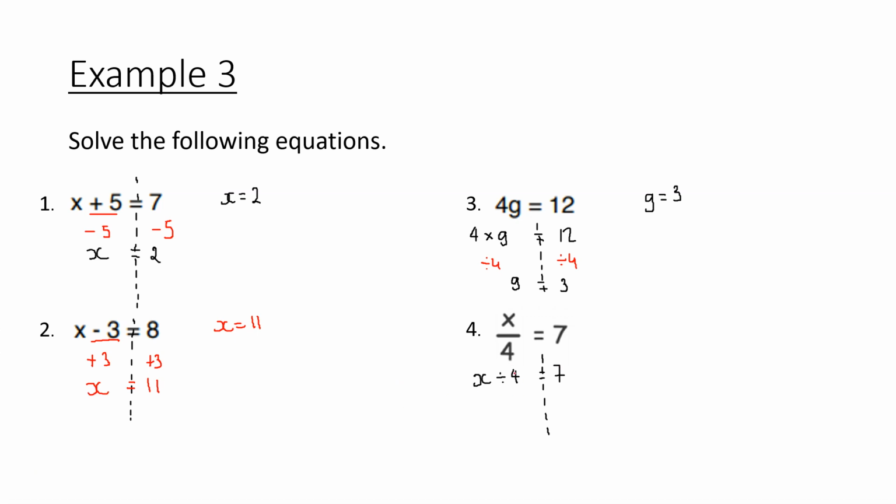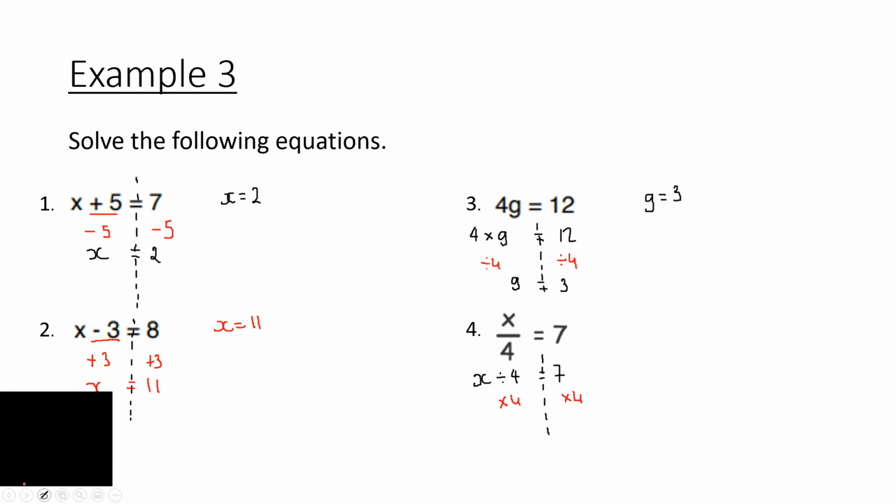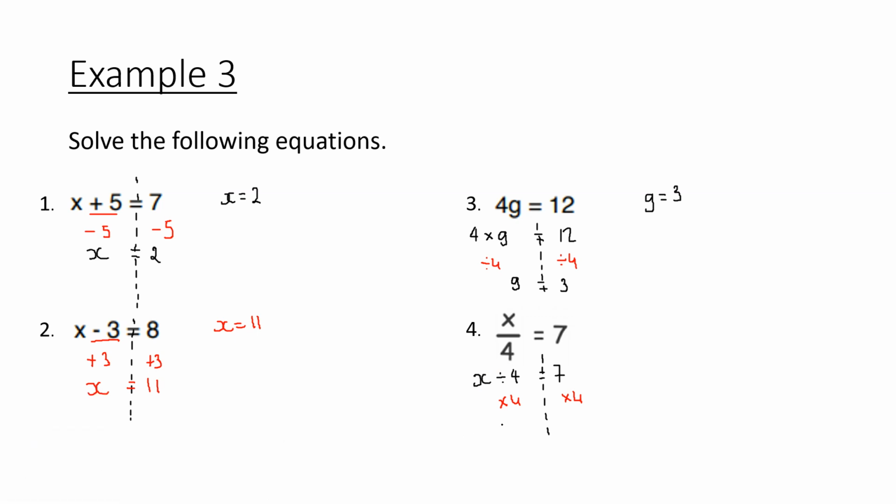What do we have to do? What's the opposite of divide by? It's multiply, so we have to multiply both sides by 4. So therefore, on this side, we are now left with x on its own. And then 7 multiplied by 4 gives us an answer of 28. So therefore, x is equal to 28.